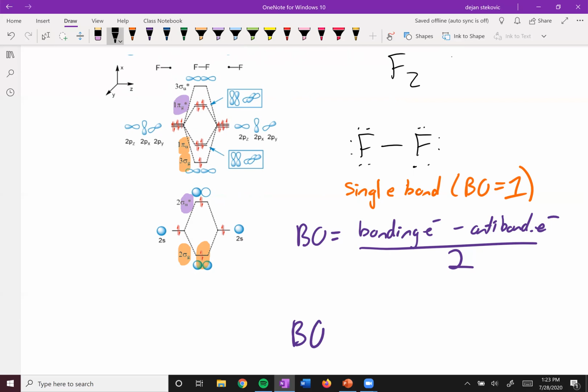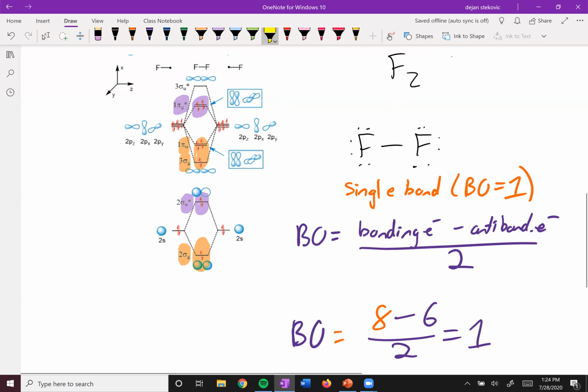And so if we count the electrons in the bonding orbitals, we've got 2 down here, and then another 6 up here for a total of 8. And then in the anti-bonding orbitals, we've got 2, and then 4 up here for a total of 6. Do the math here, and you get 1, right? So you can see that the molecular orbital theory predicts the same thing that our Lewis structure predicts, a single bond between these two fluorines. In this case, they agree.